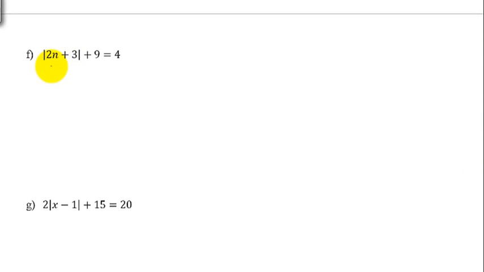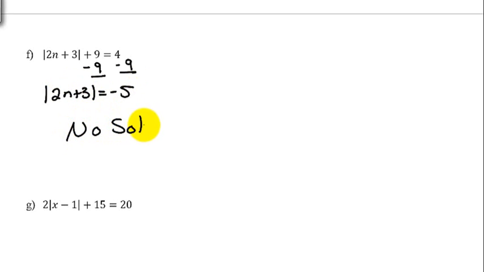In this next example, absolute value of 2n plus 3, and then outside of the absolute value plus 9 equals 4. So again, before you can set up your two equations, you need the absolute value alone. So we're going to subtract this 9 from both sides, and we get the absolute value of 2n plus 3 equals -5. And remember, absolute values can't be negative, so this is no solution.